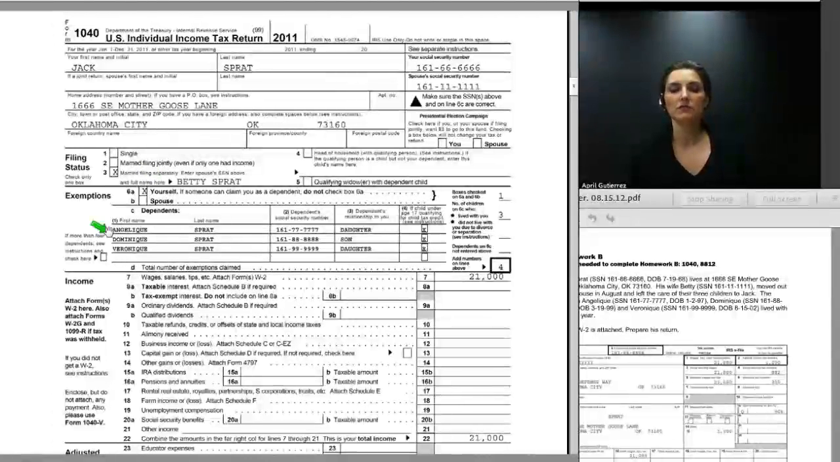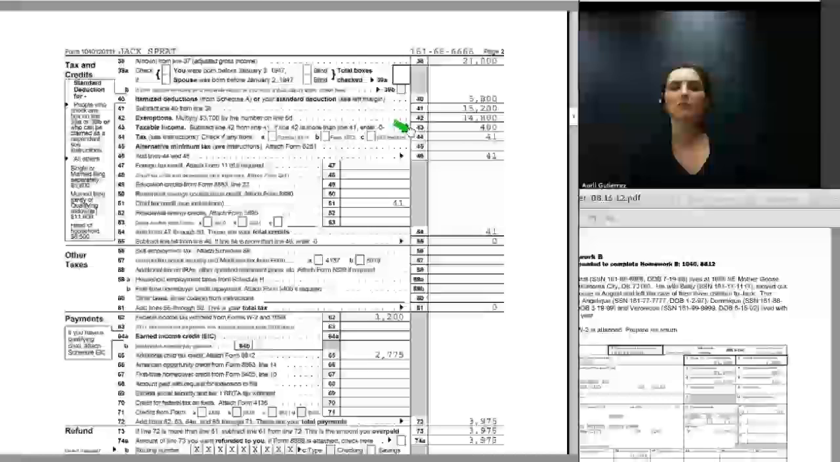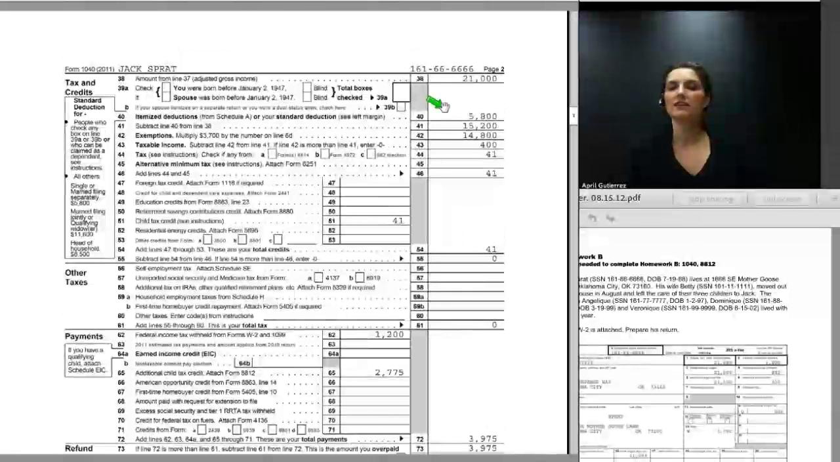He's listed his 3 children, Angelique, Dominique, and Veronique. They all qualify him for the child tax credit, so those boxes are checked. He has only one source of income, a W-2 in the amount of $21,000. We carry that income over, and on page 2, we claim a standard deduction for married filing separate of $5,800. We claim exemption deductions of 4 times $3,700, which totals $14,800.